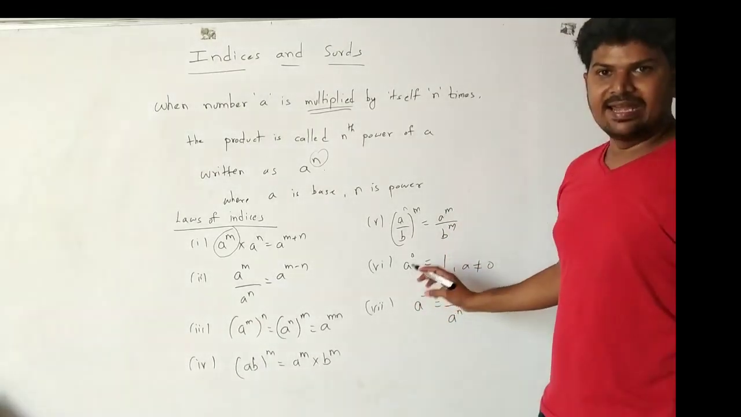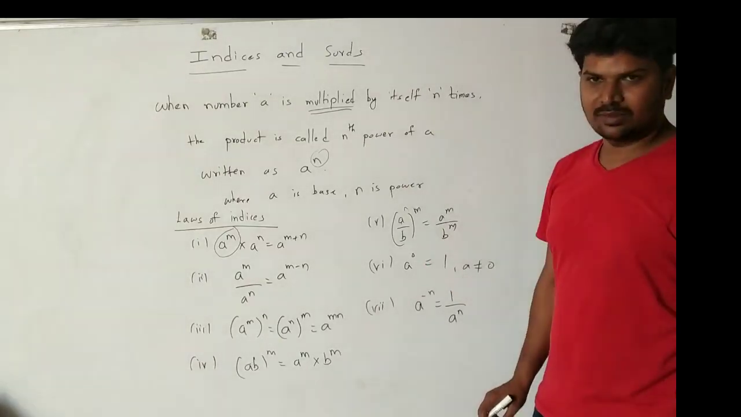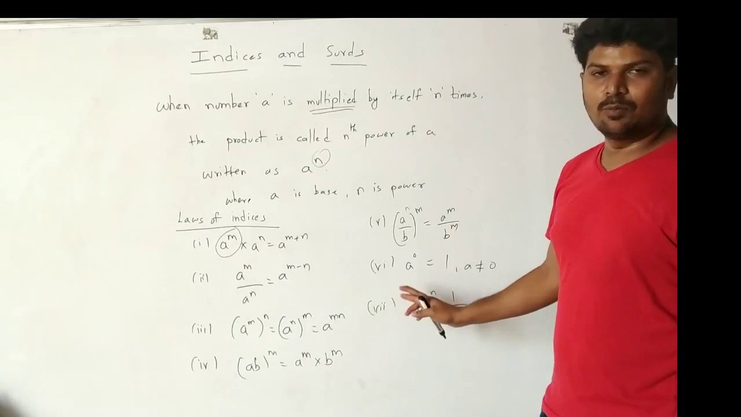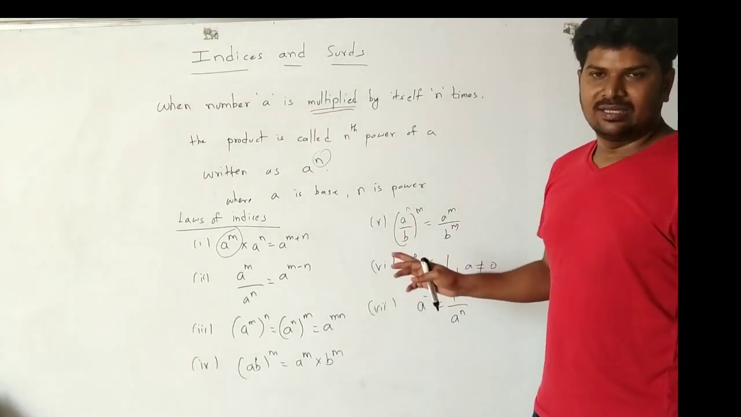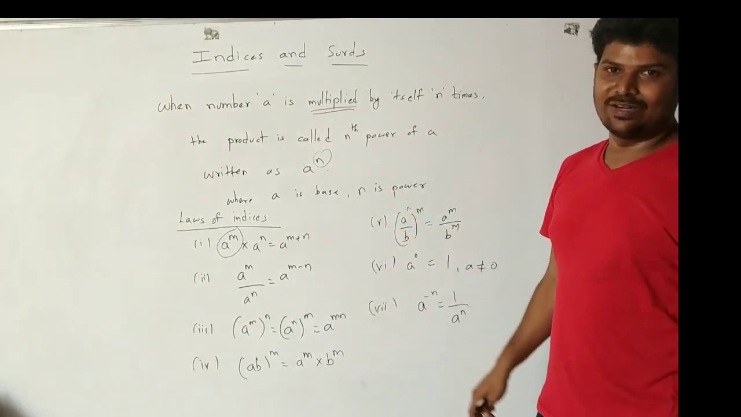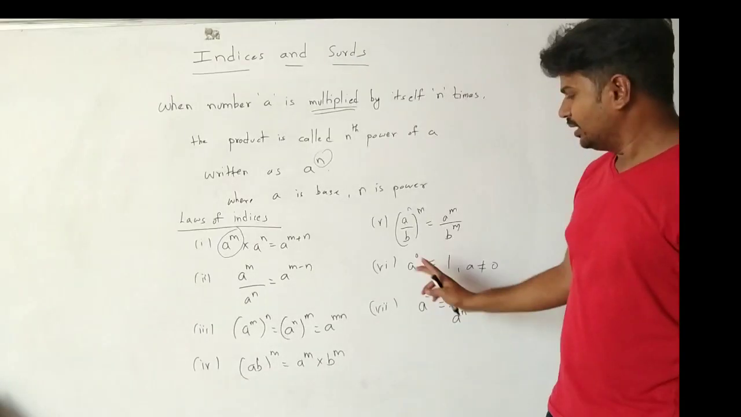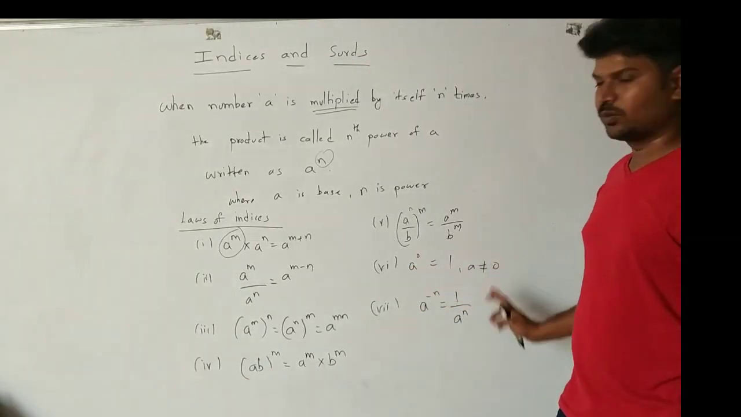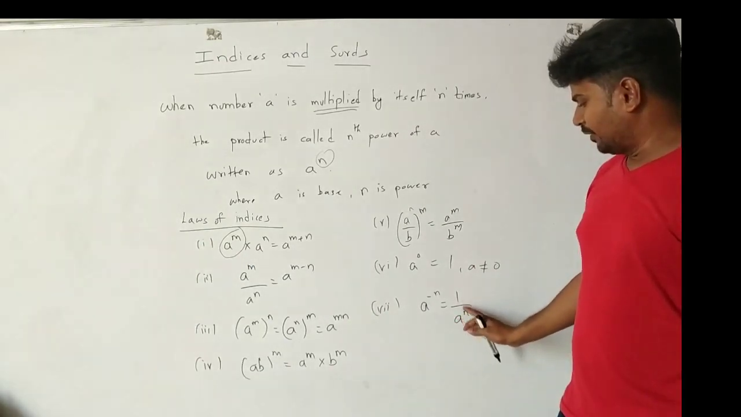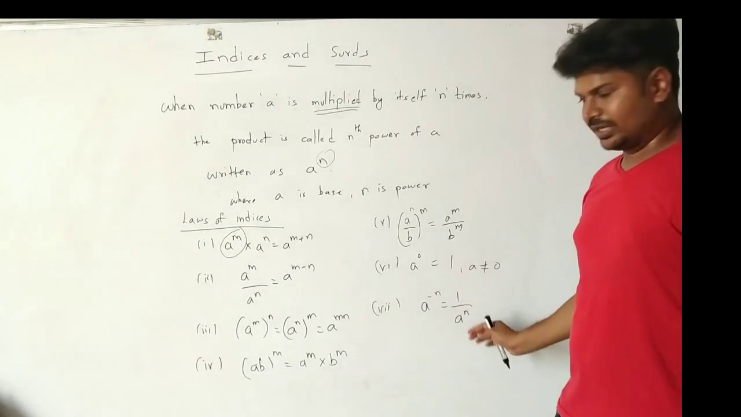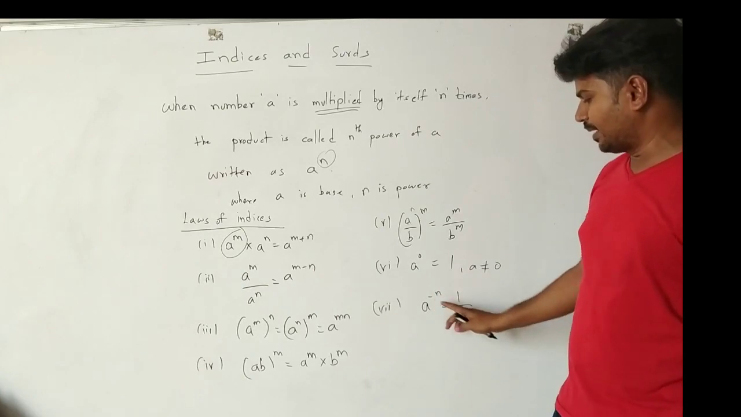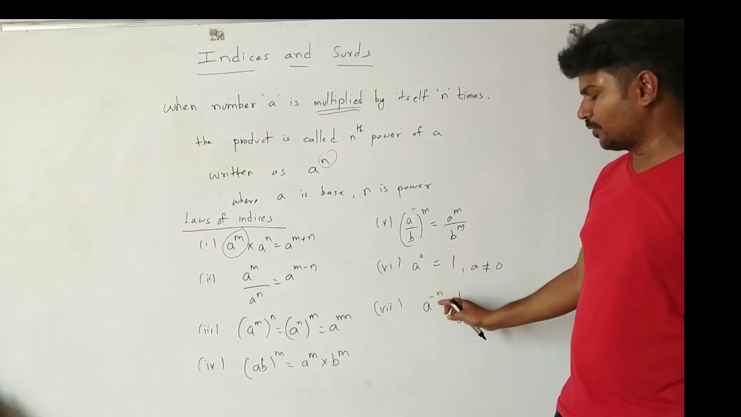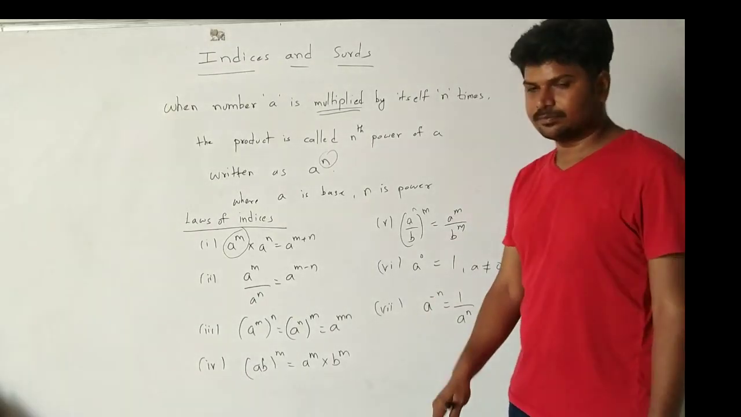And this is universal, as everyone knows: anything power 0 is 1, but with one clause that a is not equal to 0. 0 power 0 is undefined. That will be discussed in the concept of functions, so here it is not required. Just remember that anything power 0 is 1 except when a is 0. And if the index is in the denominator, it can be raised to the numerator with the help of a minus sign. If a to the power n is in the denominator, it comes to a to the power of minus n in the numerator.